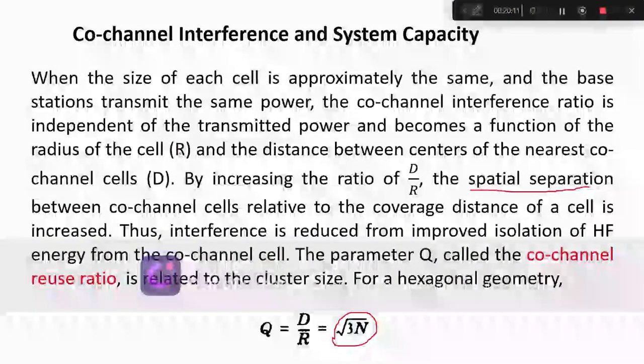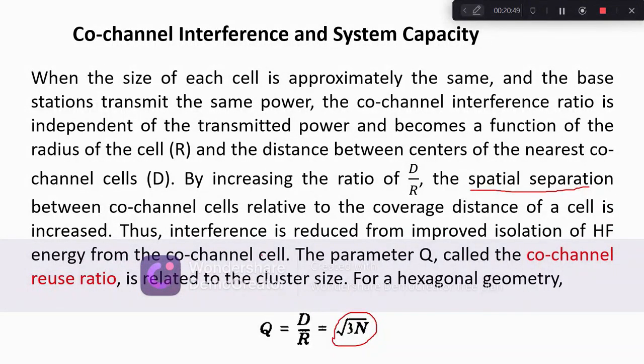So if you just take this ratio d over r, by increasing this ratio, the separation between co-channel cells relative to the coverage distance of a cell is increased. Now you can see that if you increase r, this ratio will become smaller, and if you increase d, it will become large. So how can you do that? Interference is reduced by improved isolation of RF energy from the co-channel cells.